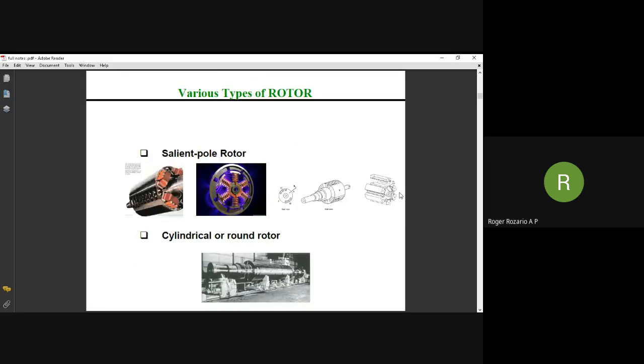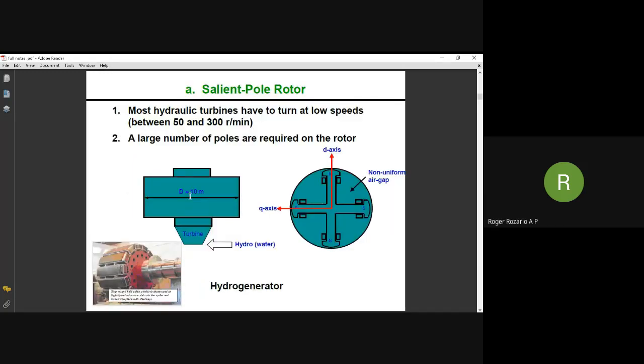So can you identify the salient pole and cylindrical rotors? This is a round type rotor, or cylindrical rotor. Salient pole rotors are projected type rotors. So you see in detail.